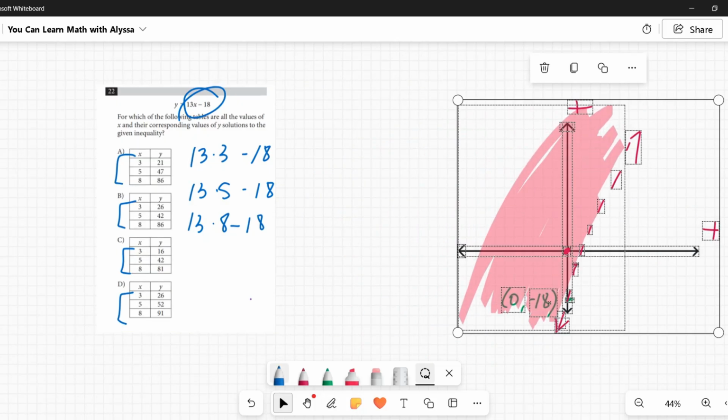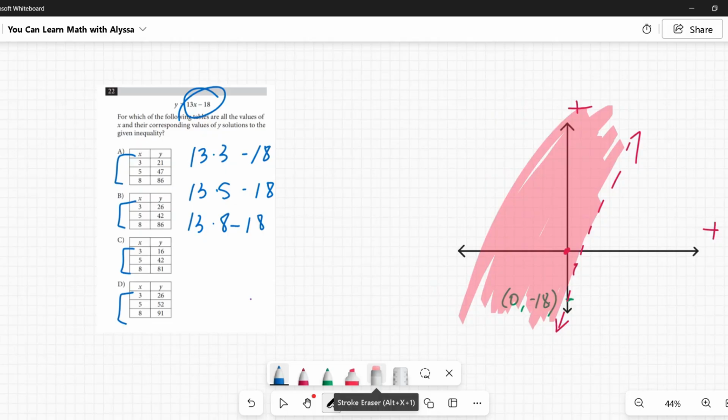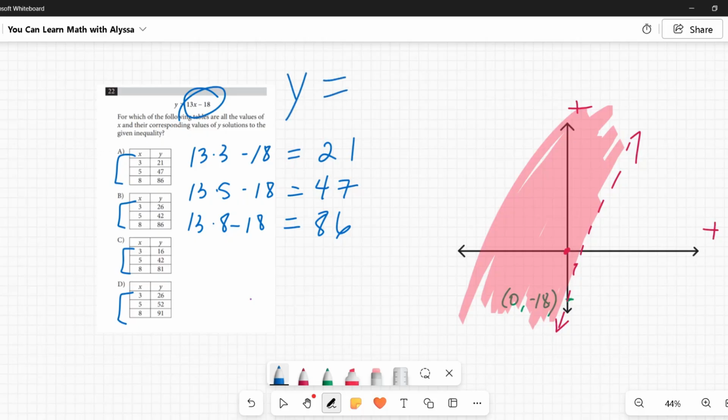There we go. So 13 times 3 minus 18, and if you want to do that on your calculator, that's fine. That's 39 minus 18, or 21. 13 times 5 minus 18 is 65 minus 18, which is going to be 47. And 13 times 8 is 104, and 104 minus 18 is 86. So those are our 3 numbers, what y would be if it was y equals.